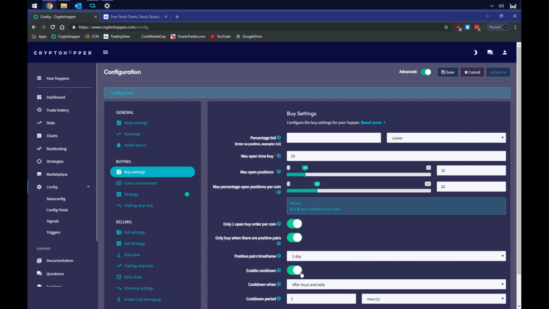The next option, enable cooldown, simply tells the hopper to wait before buying and selling for a specified amount of time. Now for our purposes here, we'll change this to only after buys, and we will set it to 10 minutes as a cooldown period, and to avoid any hectic buying decisions if something happens at the markets. Let's save one more time.